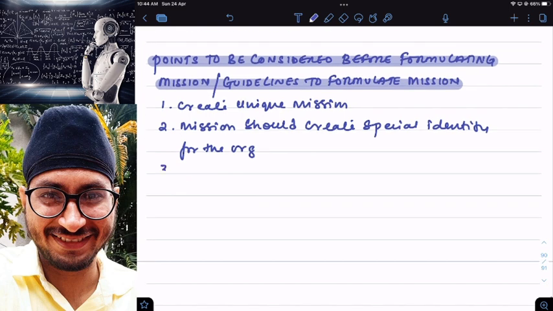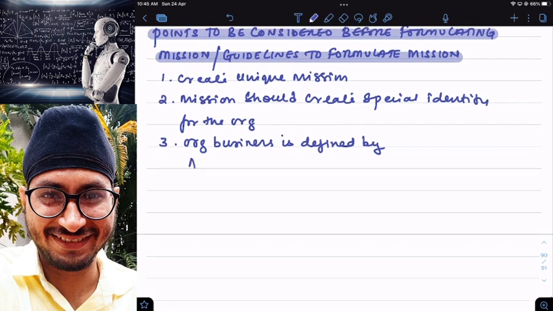Next, number three, an organization's business is defined by what it is trying to satisfy. Like, is it trying to satisfy the stakeholders? Is it trying to satisfy the customers? Whom is it trying to satisfy?